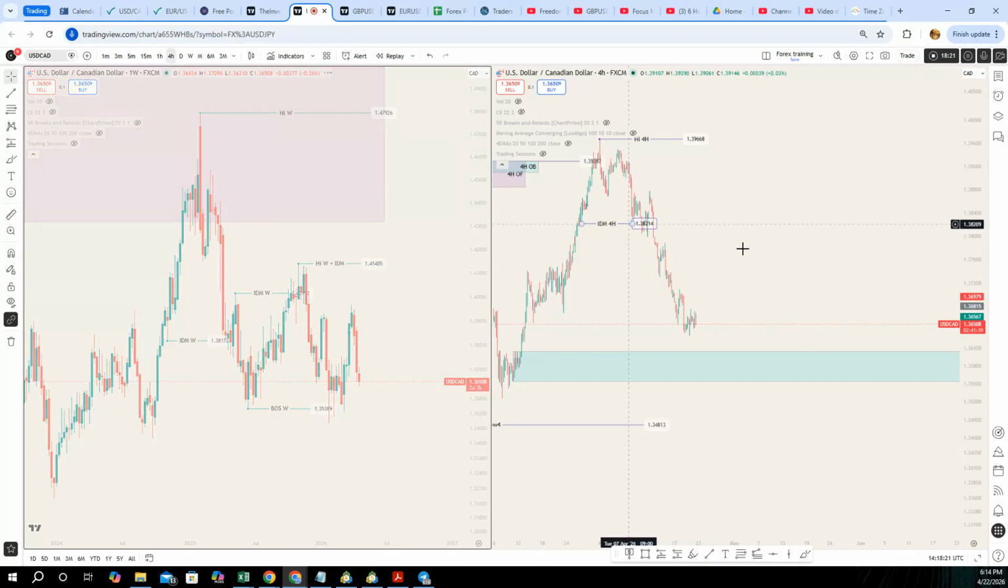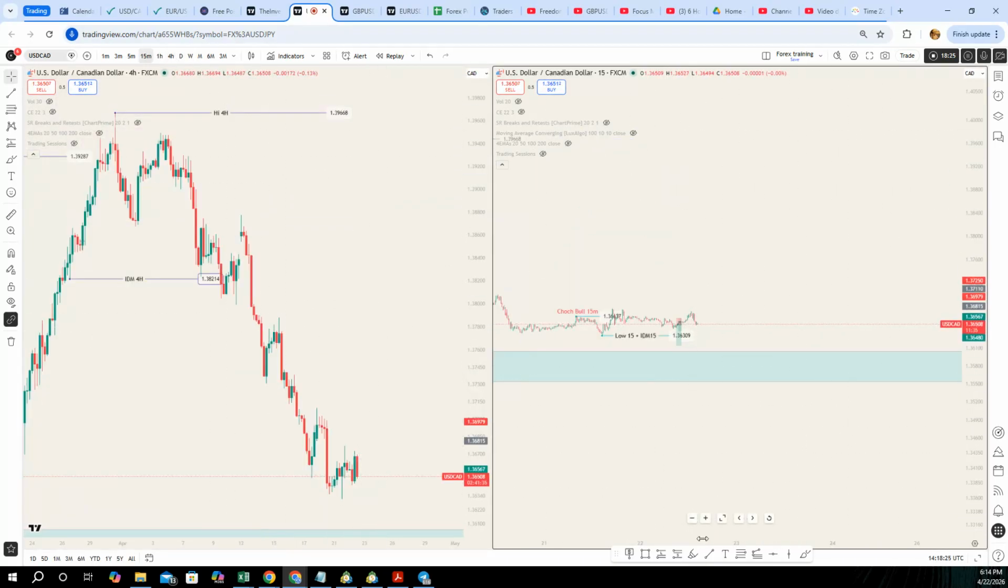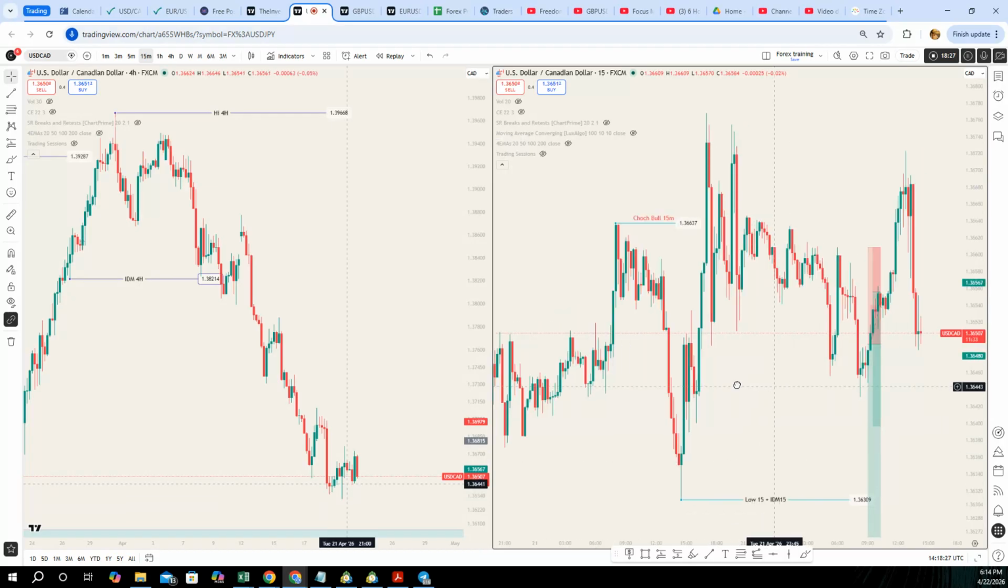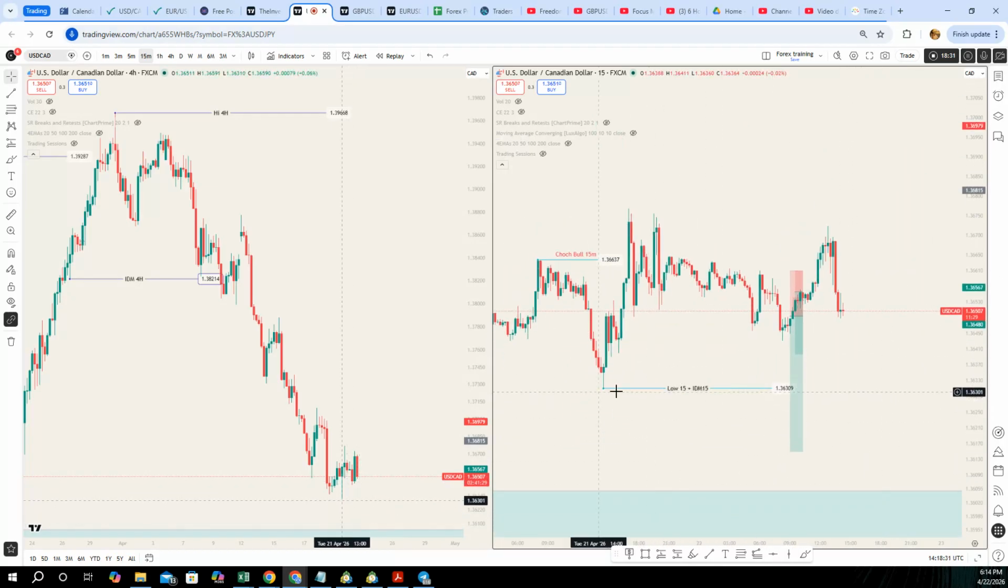If we are going to put the 4 hour here and put the 15 minute here, this is the story that I went to the 15 minutes with. Okay, so this was the low, this was the change of character. There was an inducement here as well, which made me say, okay, there is an inducement here, so it will come down for the inducement.